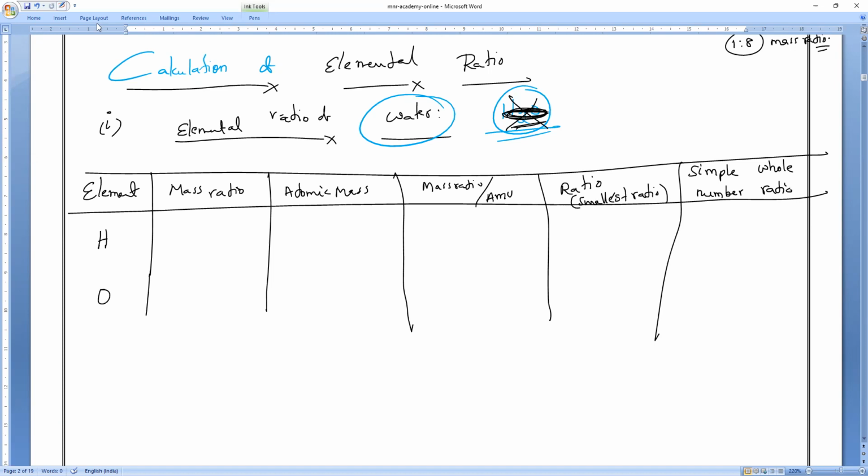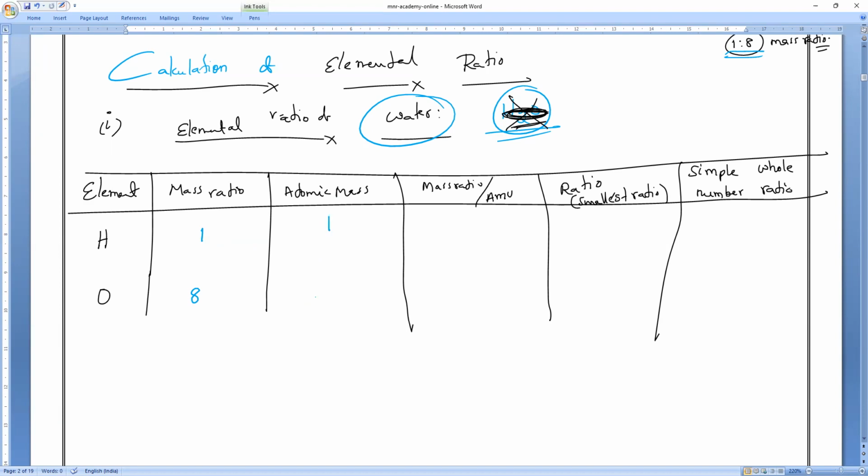What is the mass ratio of hydrogen and oxygen in water? You already studied mass ratios. Hydrogen is 1, oxygen 8, so 1:8. You all know. Next, the atomic mass of hydrogen. See that book and tell me what is the atomic mass of hydrogen?